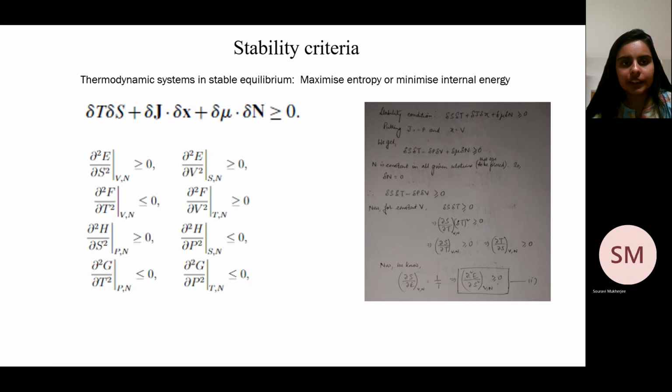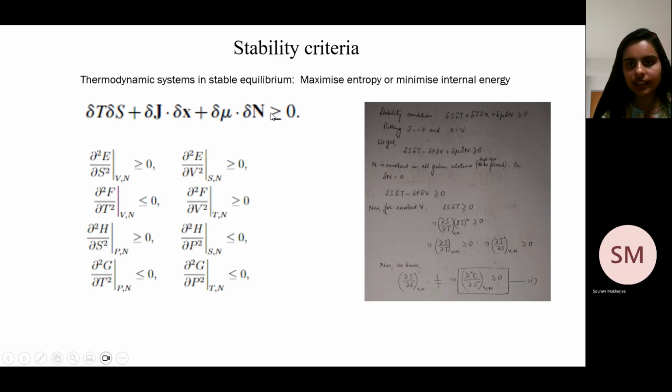What we then looked at was, if we have some thermodynamic systems in stable equilibrium, what is the stability criteria? So what is the criteria that tells you how different thermodynamic quantities change as a system approaches equilibrium? We already know that a system tends to maximize its entropy or minimize its internal energy, right? So either you can start with the conditions required to maximize entropy, or the condition to minimize internal energy, and you can find the stability criteria.